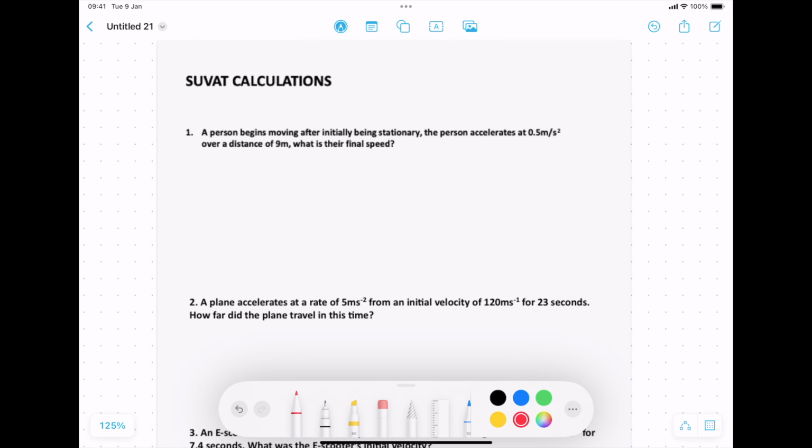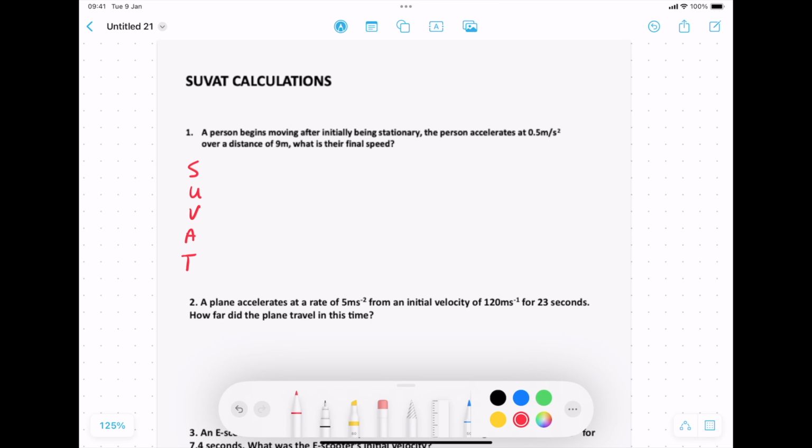Question 1. A person begins moving after initially being stationary. The person accelerates at 0.5 meters per second squared over a distance of 9 meters. What is their final speed? This is how you work out which equation of motion, which SUVAT equation to use. You list the variables down the side of the page like this, and you fill in the things that you have and the things that you want. And then you look which letters that you have, and then you can pick the appropriate equation.